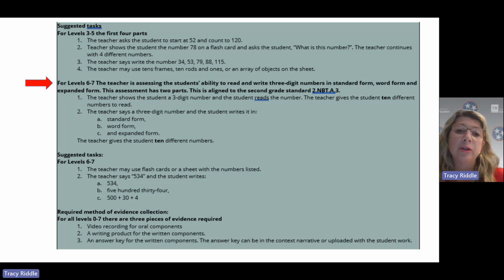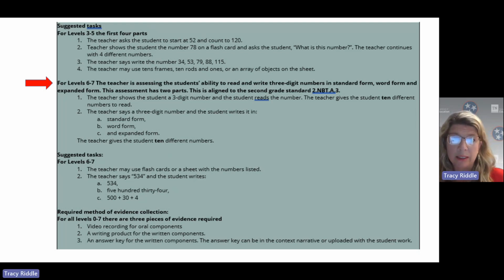In second grade, the teachers are assessing the student's ability to read and write 3-digit numbers in standard form, word form, and expanded form. For this standard that is aligned to 2.NBT.A.3, you will assess in 2 parts. First, the student must be able to read the numbers. So the teacher will show the student a 3-digit number, and the student will read that number. The teacher must give the student 10 different numbers to read. This assessment is an oral assessment, and this must be a video.